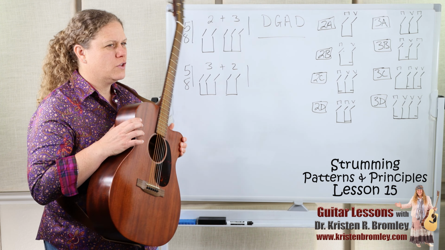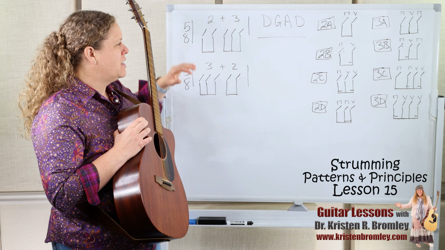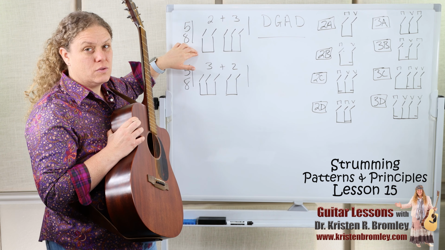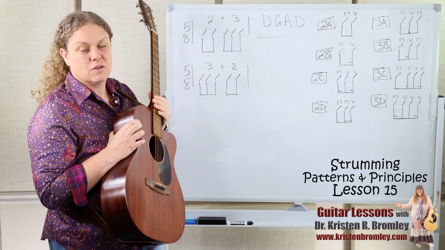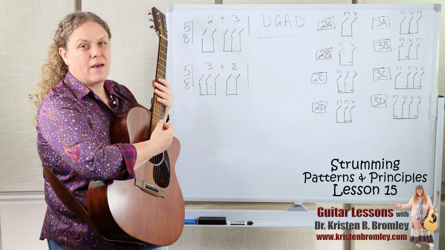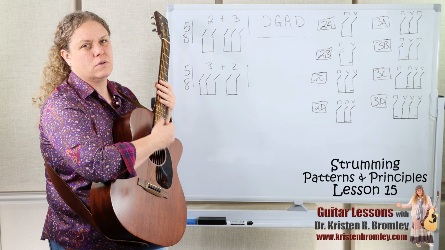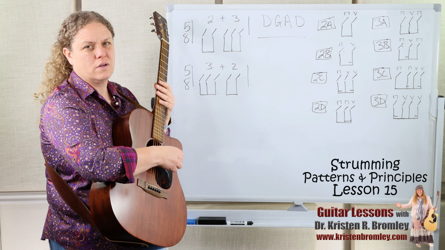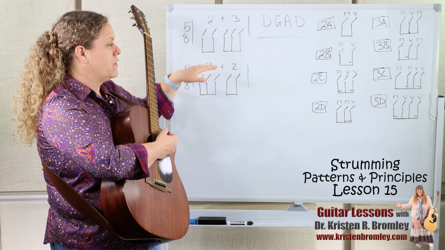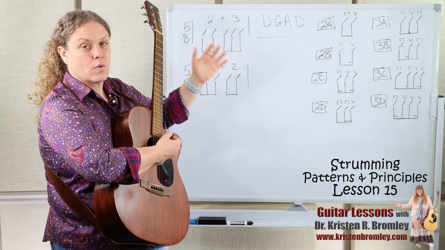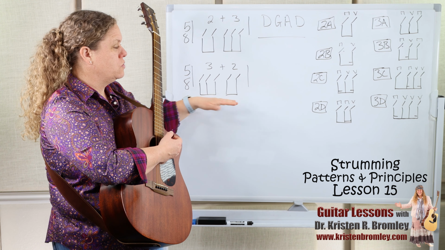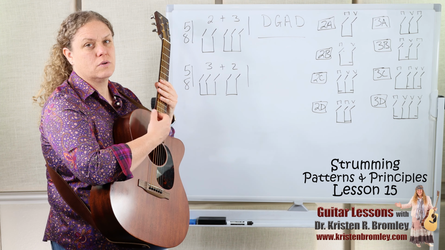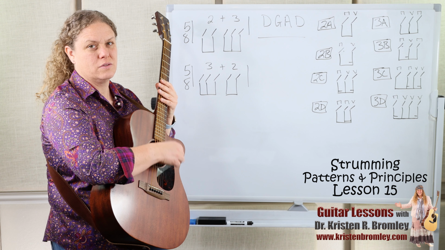Just in review, when it comes to 5/8 time, we have 2 eighth notes plus 3 eighth notes. The eighth notes get the same amount of time, but we're going to have that 1, 2, 3, 1, 2, 1, 2, 3, 1, 2. We've got the 2+3, or we're going to have the 3+2 configuration. So 1, 2, 3, 1, 2, 1, 2, 3, 1, 2.